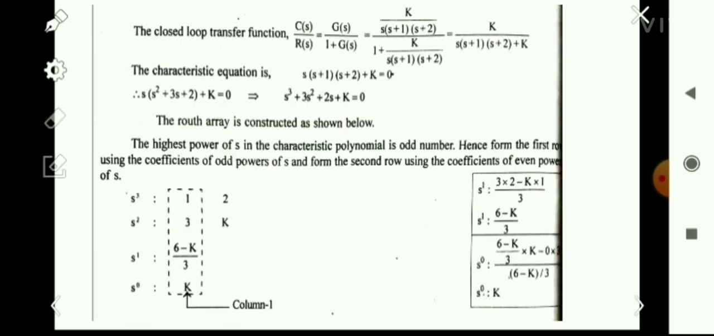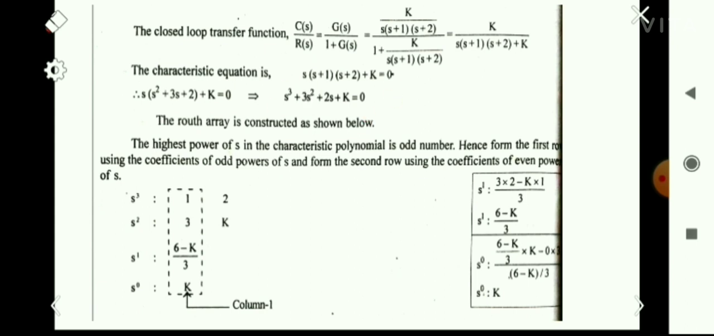Initially we have to find the characteristic equation. The closed loop transfer function C(s)/R(s) can be found using the equation G(s) / (1 + G(s)), and substituting the value of G(s) here, we will get C(s)/R(s) as k / (s(s+1)(s+2) + k). The characteristic equation is the denominator polynomial equated to 0. By opening the bracket we will get s cube plus 3s square plus 2s plus k is equal to 0. And we have to construct the Routh array for this characteristic equation.